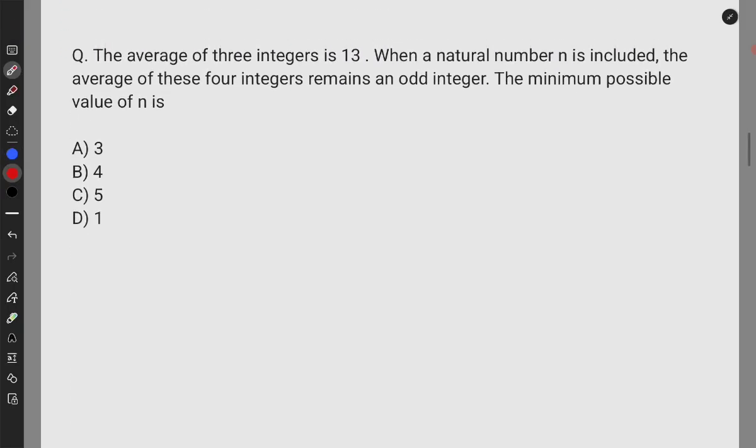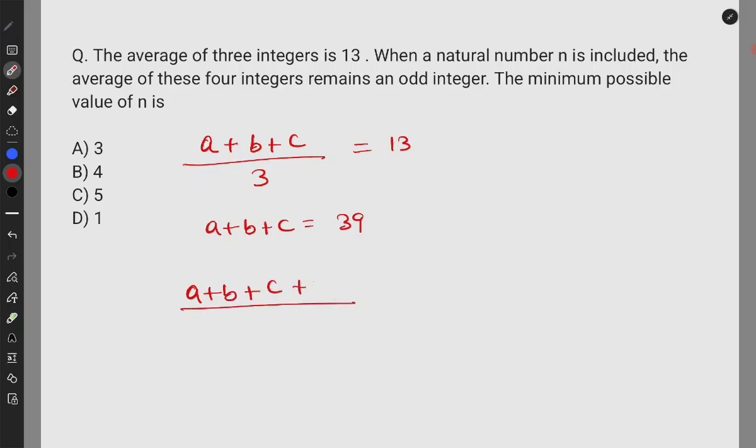Average of three numbers is 13. When a natural number n is included, the average of these four integers remains an odd integer. So let's take three integers, a plus b plus c. Their average is 13. So the sum of these numbers, a plus b plus c, will be equal to what? 39. When they added n into it, it is still an odd number. So what could be the minimum possible value of n?